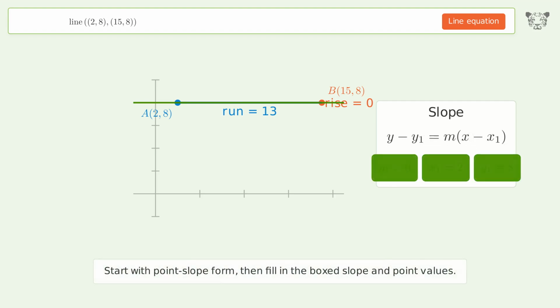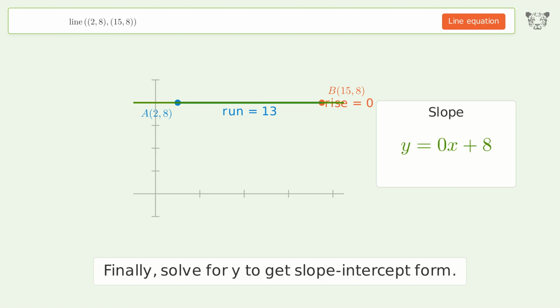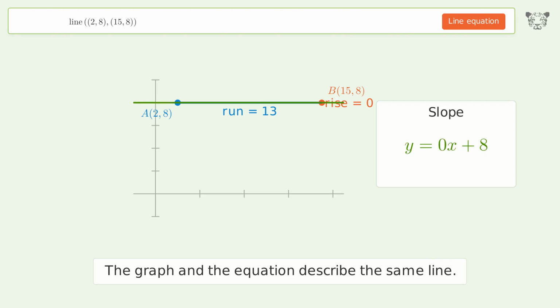Start with point slope form, y minus y1 equals m times x minus x1. Then fill in the boxed values, slope is 0, x1 is 2, and y1 is 8. That gives the specific point slope equation for this line. Finally, solve for y to get slope intercept form. The graph and the equation describe the same line.